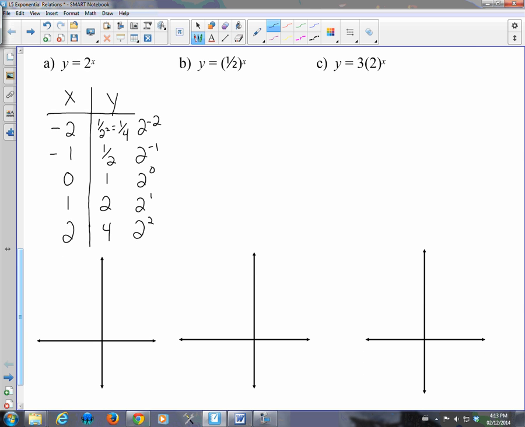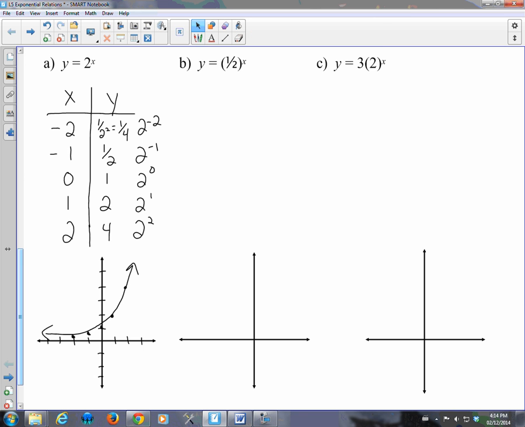So when I go to put that on my graph, I give myself a little scale, and I put those points on. -2 and 1/4, -1 and 1/2, 0 and 1, 1 and 2, and 2 and 4. And I join up those points and I get the shape that we had above.